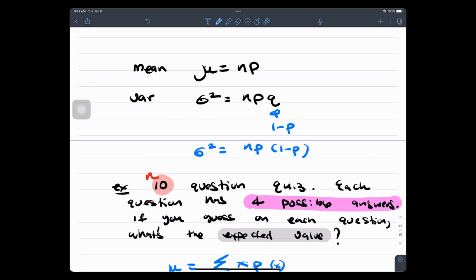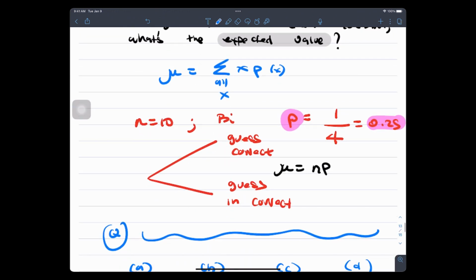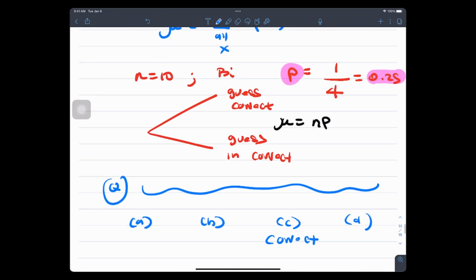npq. You go, what is q? Well, q is over here. The chance of guessing correct is 0.25. That's little p. q is the probability of a failure. In other words, it's the complement. So q is 1 minus 0.25. You know what that means about q? q is 0.75.